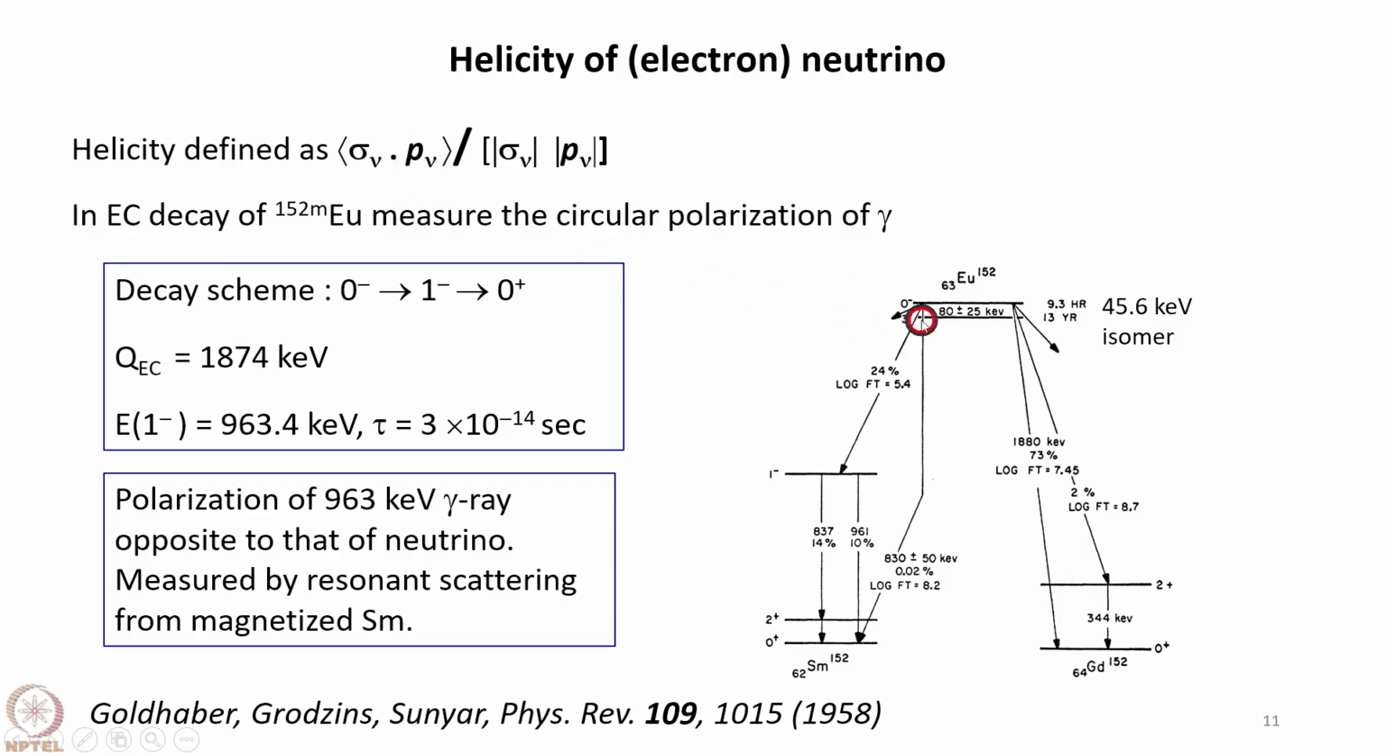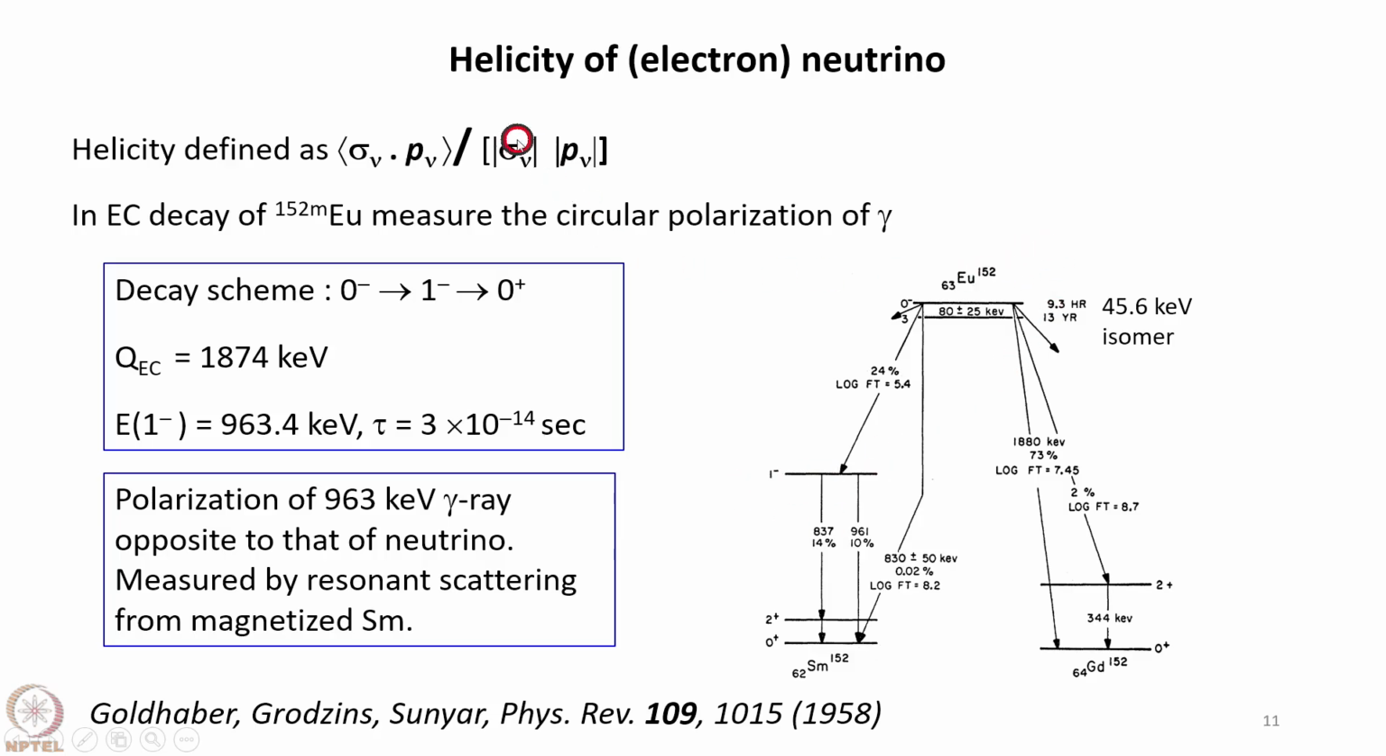You look at the subsequent decay in samarium, the photon, which is the 1 minus to 0 minus transition. You look at that, and of course it also decays to the 2 plus state. So you look for this decay, and you look for the circular polarization of this photon.